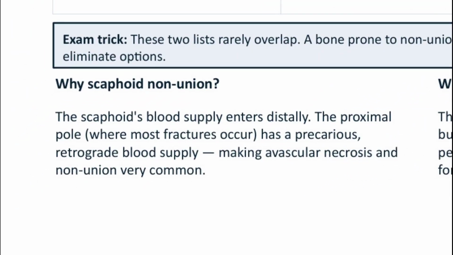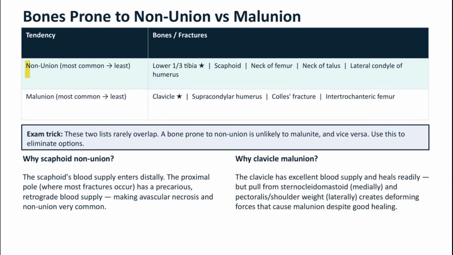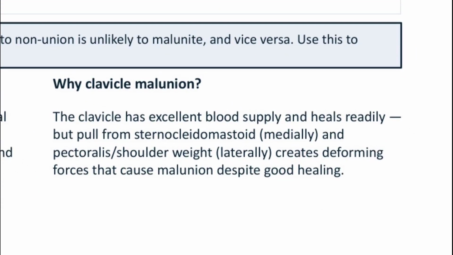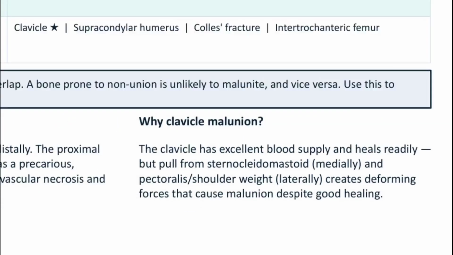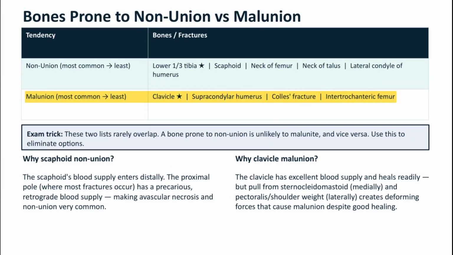Finally, let's look at bones prone to non-union versus malunion. Bones prone to non-union include the lower third of the tibia, the most common, the lateral condyle of the humerus, the scaphoid, the neck of the femur, and the neck of the talus. Bones prone to malunion include the clavicle, the most common, the supracondylar humerus, Cole's fracture, and the intertrochanteric femur. Here's an exam trick.